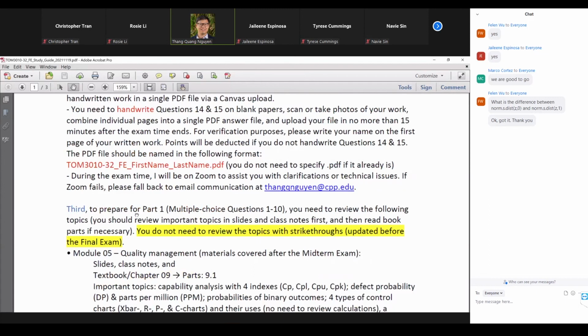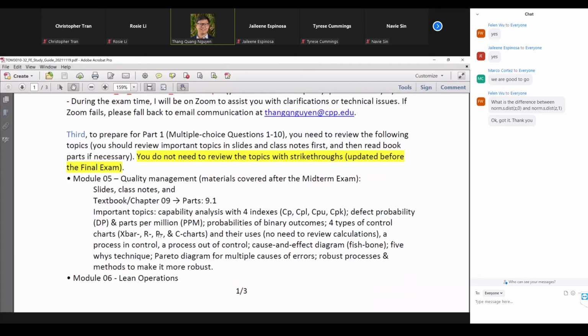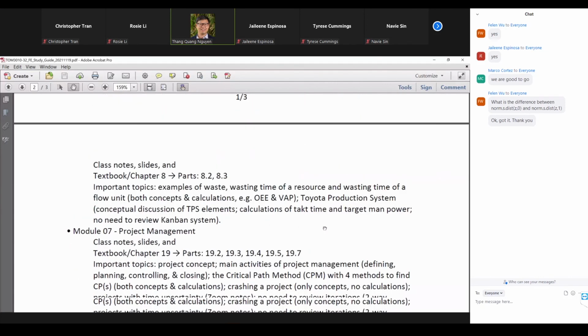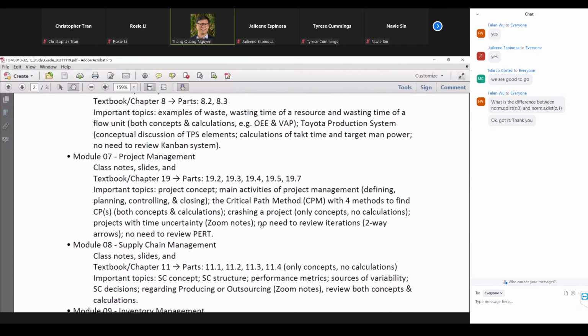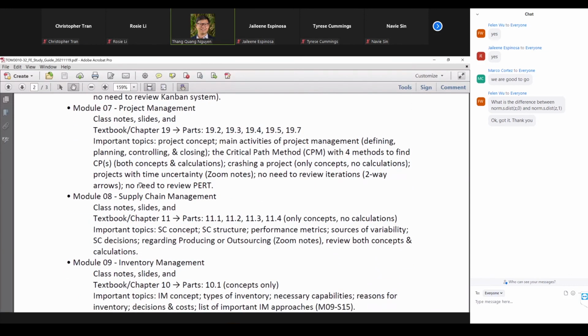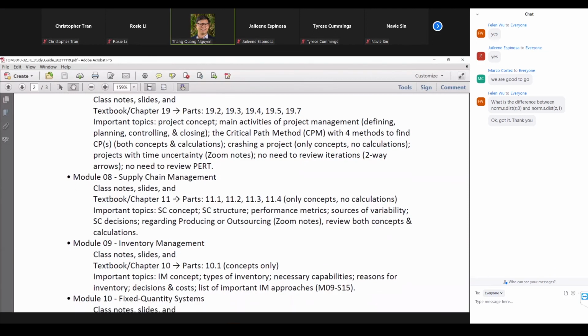All right, to prepare for the multiple choice, you will need to review the following topics. These are the topics after the midterm exam, not covered by the midterm exam. In module 5, these are the topics. In module 6, these are the topics. Module 7, these are the topics. Some of the topics we do not cover at all, so there's no need to review those. Basically, the slides and the class notes are what you review first, because definitely that's what we covered, right? Module 8 is a conceptual module, so please review the concepts.